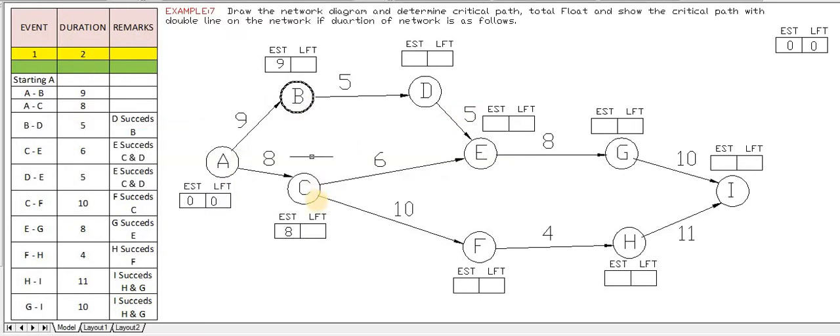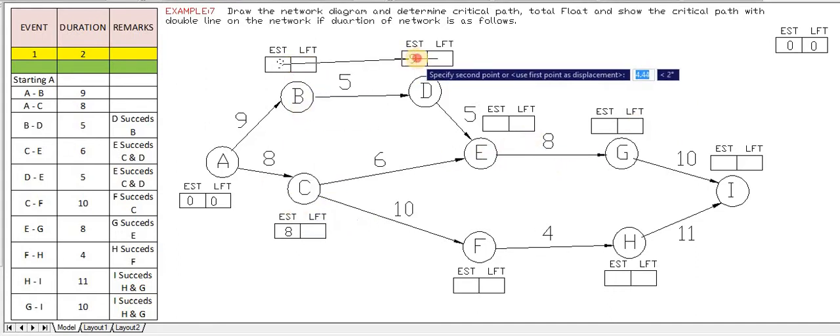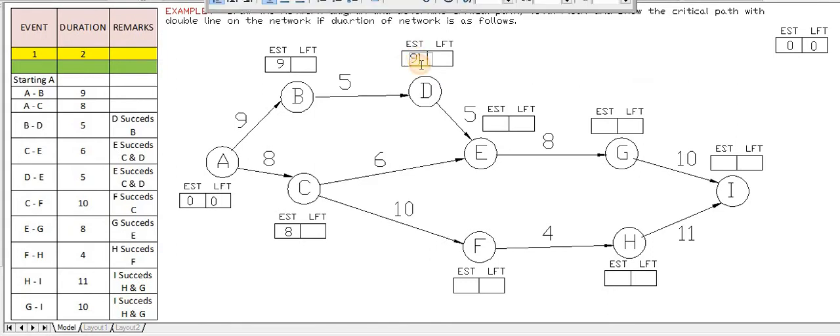Next alphabetical, D. D has only one converging point, that is from B to D. So 9 is the previous activity's EST value. 9 plus 5 is nothing but 14. So we will have this as 14. We will copy this and add it here, 14.